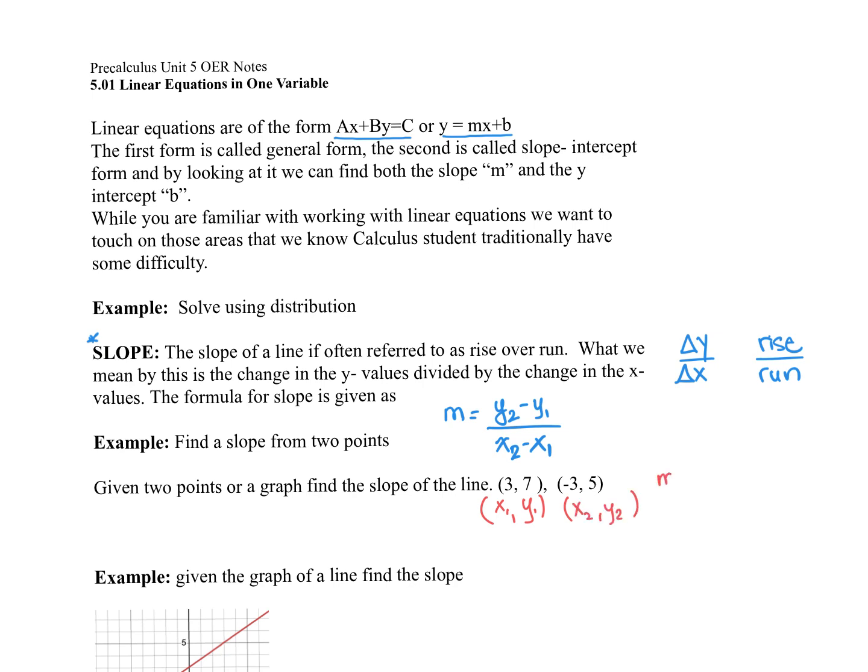And we're simply going to use our formula. So we're going to say 5 minus 7 over -3 minus 3, and we'll get -2 over -6, or 1/3. That means that the slope of this is a positive rise 1, run 3.